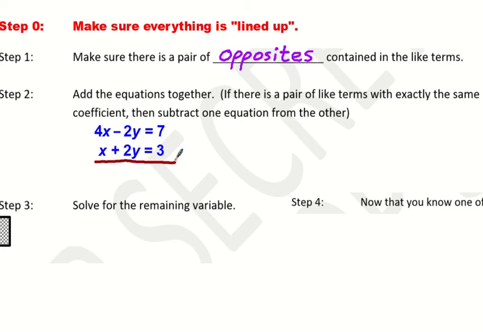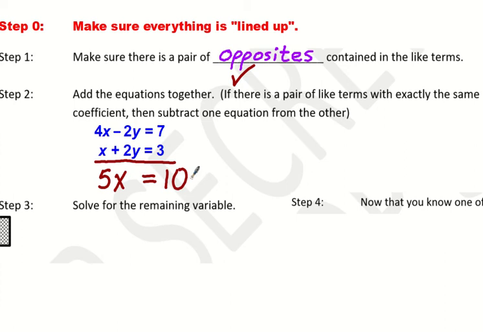So make sure there's a pair of opposites. Check. Add the two equations together. So 4x plus x is 5x. Negative 2y plus 2y is 0y. Don't even write it. Bring down the equal sign. 7 plus 3 is 10. Take a look at what this is compared to what we had over here a minute ago.